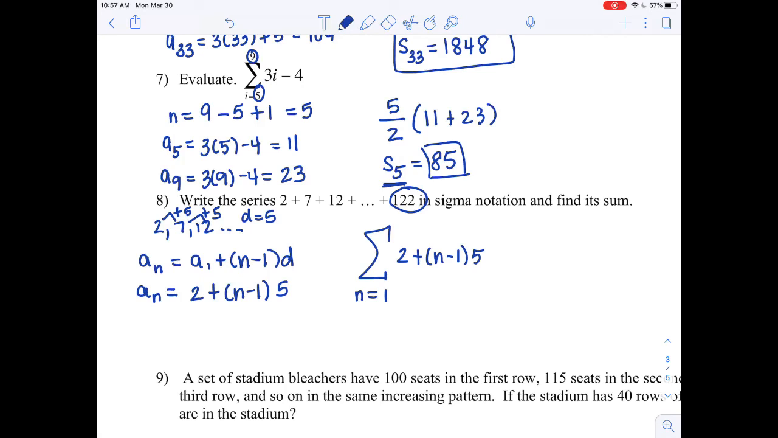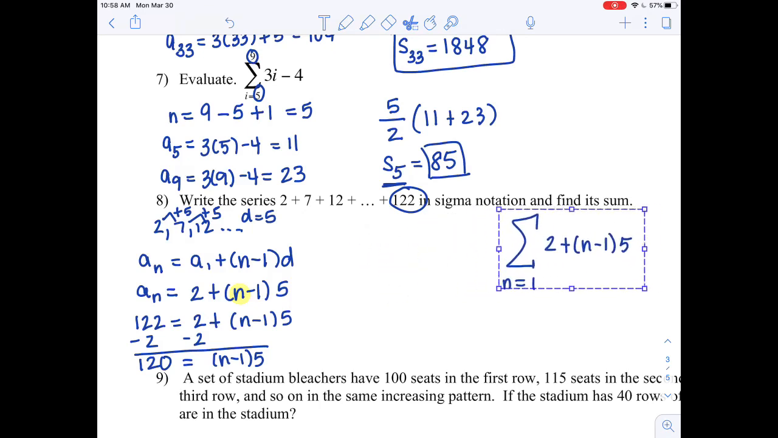Okay. So I'm going to need to use the arithmetic sequence formula we came up with to find the value of n. That's what I'm missing right now that I need, not only for the top of my sigma, but also to know how many terms I'm adding together for my series sum rule. So I'm going to plug in the fact that I know the nth term was 122, and work backwards to solve for n. When I subtract 2 from both sides, I get 120 is equal to n minus 1 times 5.